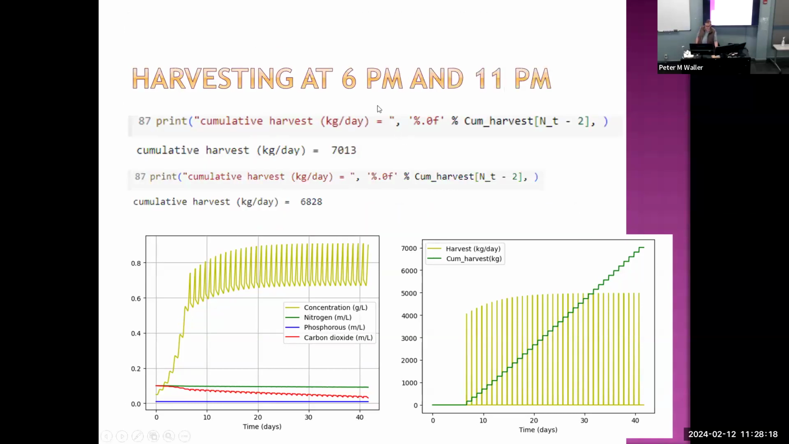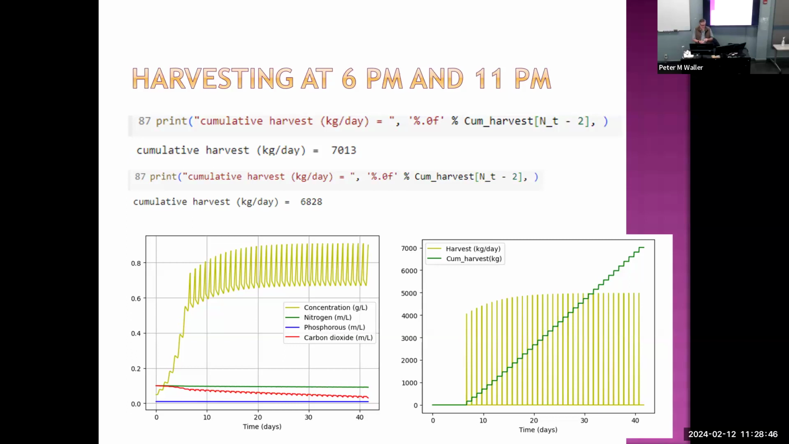So that's what I did here. If I harvested at 6 p.m., I got 7,013 kilograms. And it should say kilograms here instead of kilograms per day. But if I harvested at 11 p.m., after it had started decreasing, I got 6828 kilograms. So yeah, there is a relationship between time of harvest and yield.